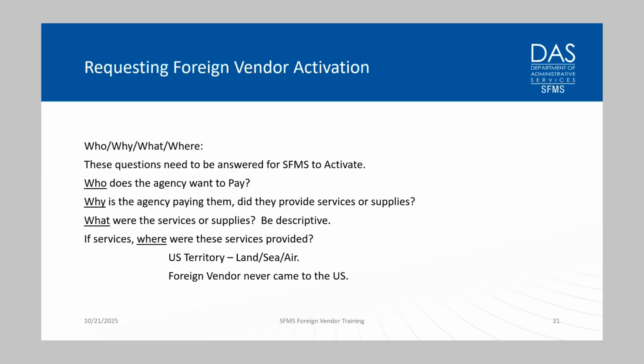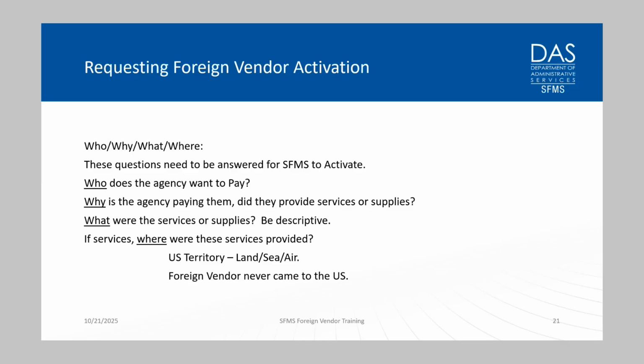Okay, requesting a foreign activation is the who, why, what, and where is essentially what I need. And actually what your agency needs is, so these questions need to be answered. Who does the agency want to pay? Why is the agency paying them? Did they provide services or supplies? What were the services or supplies? And please be descriptive.